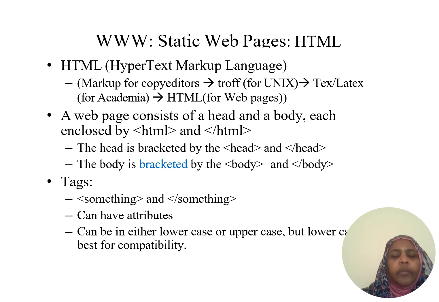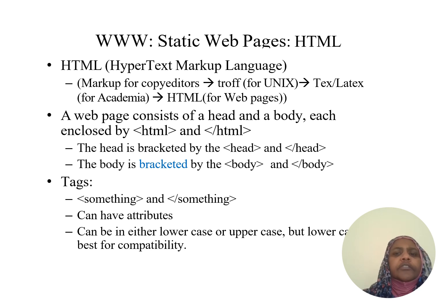There are two types of web pages, static and dynamic. Static web pages are written in hypertext markup language. Markup language has been around for a long time. The first markup languages were for copy editors to send text files to the printer. Then troff for Unix, then TeX and LaTeX for academia. Last but not least, HTML for web pages.